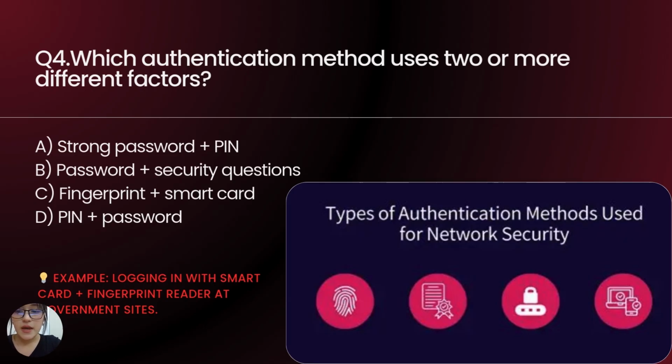What about B? Password plus security question. Same factor, knowledge. And this is wrong. What about C? Fingerprint. Fingerprint is something you are, like biometrics. What about plus smart card? Smart card is something you have and it is considered two-factor authentication. And that is the correct one. What about D? PIN plus password. Again, that's both knowledge and that's not the answer.